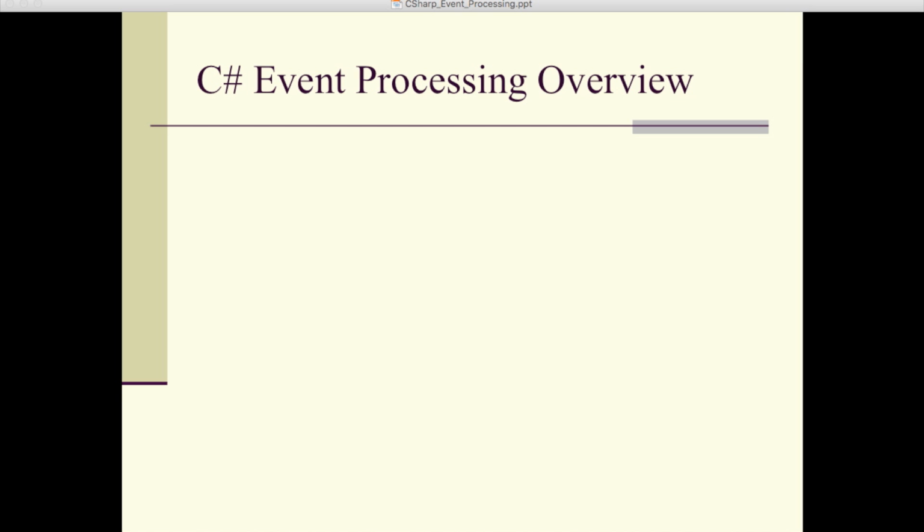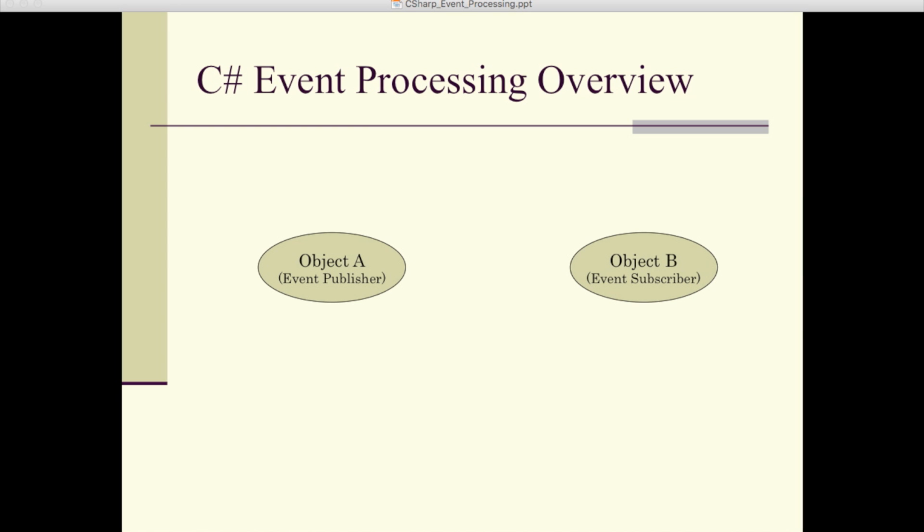Let's take a look at this in a little bit more detail, and I have a diagram for you. We have an object A, which we'll call the event publisher, and we have object B, who's interested in subscribing to the events of object A. Object A then has to maintain a subscriber list of any object that's interested in subscribing. And in object B, there'll be event handler code in the form of a method.